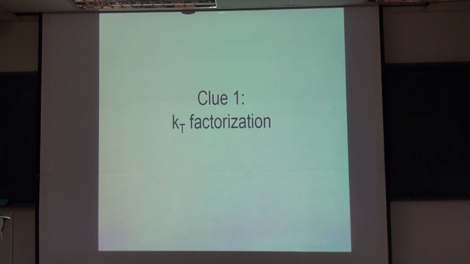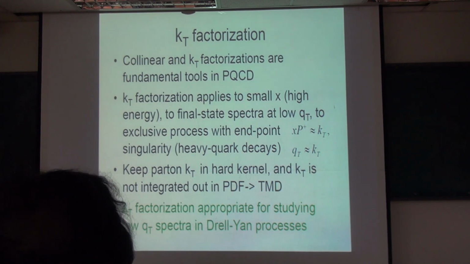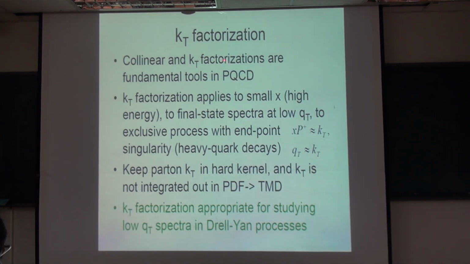Let's see. The first one, the theoretical side, we need a KT factorization. The reason is simple. We know that there are two factorization theorems in the PQCD. One is collinear, another is KT factorization. Both are fundamental tools. But in some cases we do need KT factorization, and the collinear factorization does not work. That's in the region of small x.